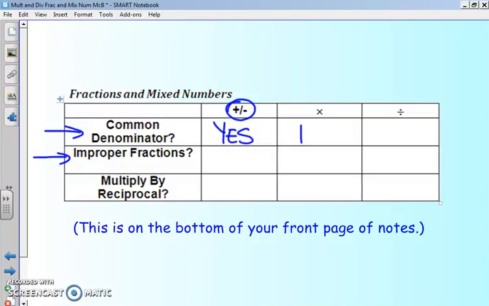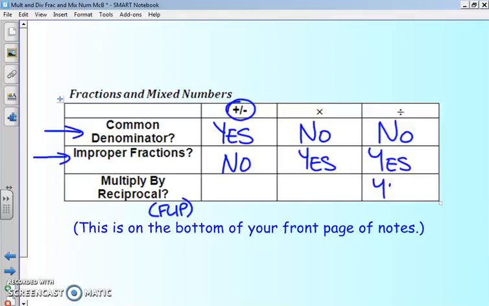But we do not need a common denominator for multiplying or dividing. So we don't have to do that bit of nastiness for multiplying or dividing. We do have to make improper fractions for multiplying and dividing. That's what we were just doing. But we don't need to do that for adding and subtracting. Now, multiply by the reciprocal. Do we have to flip? When do we have to flip? Only for division. We flip for division. So we don't need to make it reciprocal for multiplication, addition or subtraction. If we do, we're going to get it wrong.